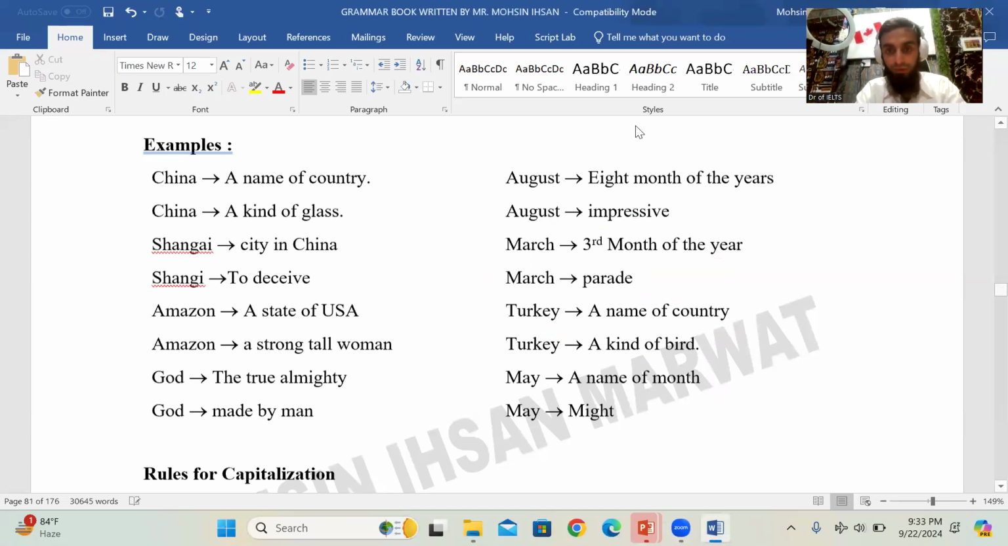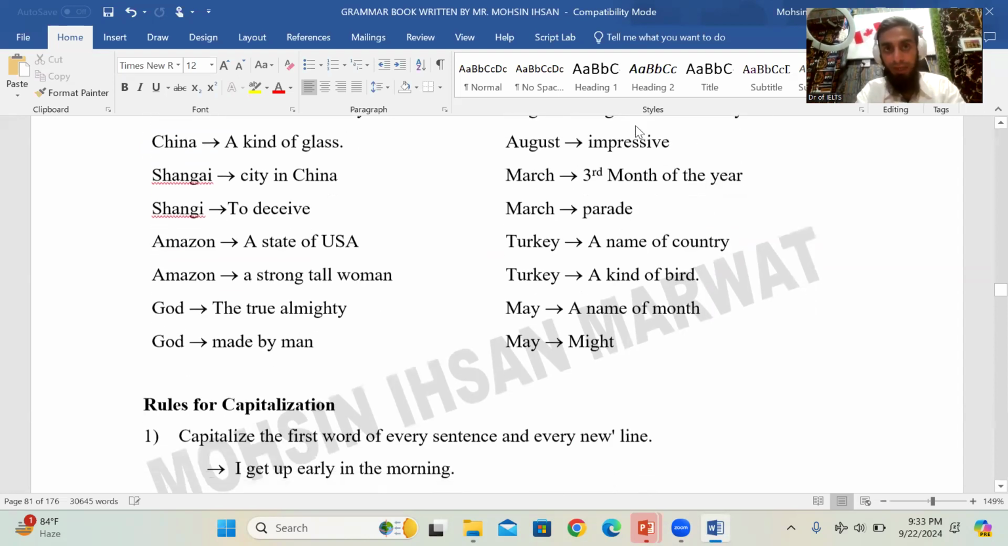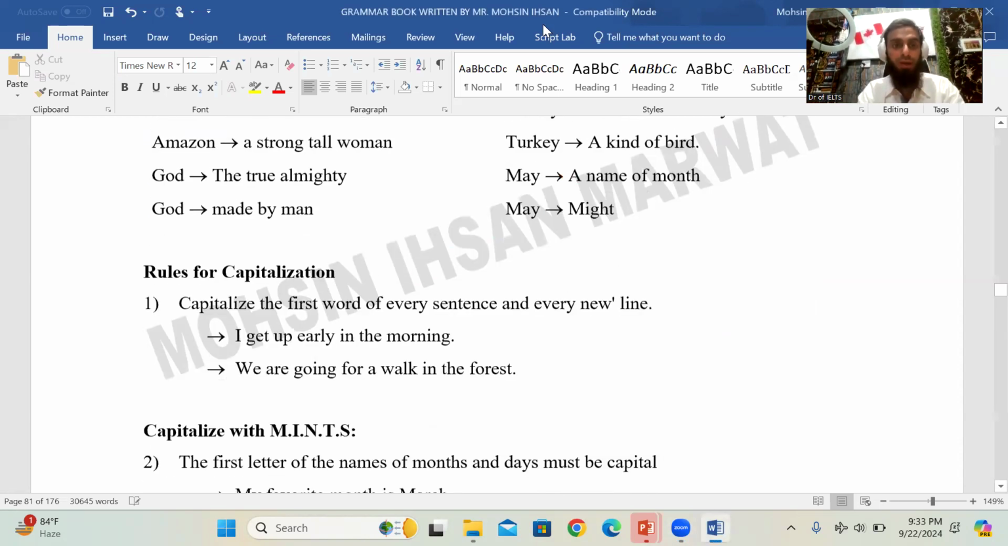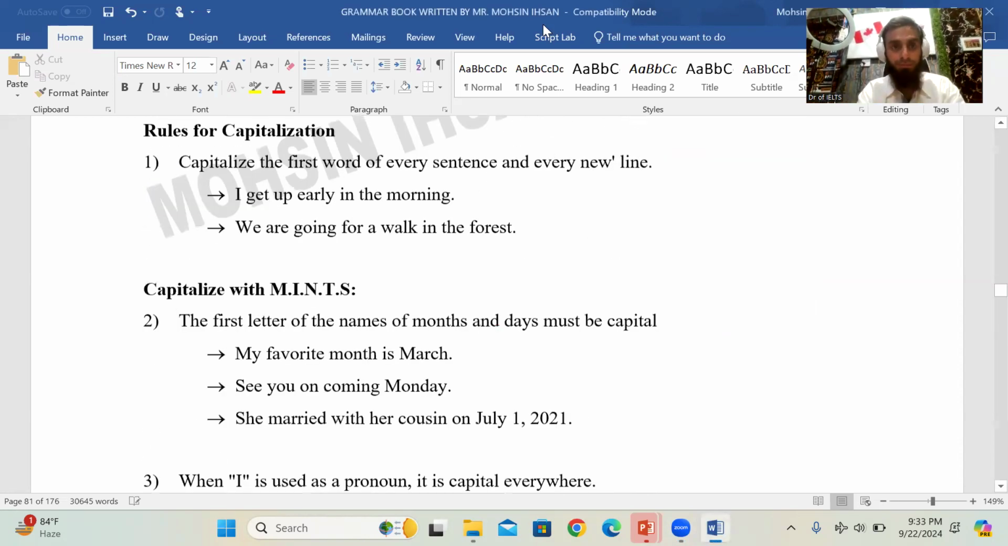Okay. And then if you write May with a capital M, it's the name of a month. But if you write it with the small one, it is the present form of might. Get it? Okay, then we have rules for capitalization. I think it's approximately 8 rules. So then we are starting.